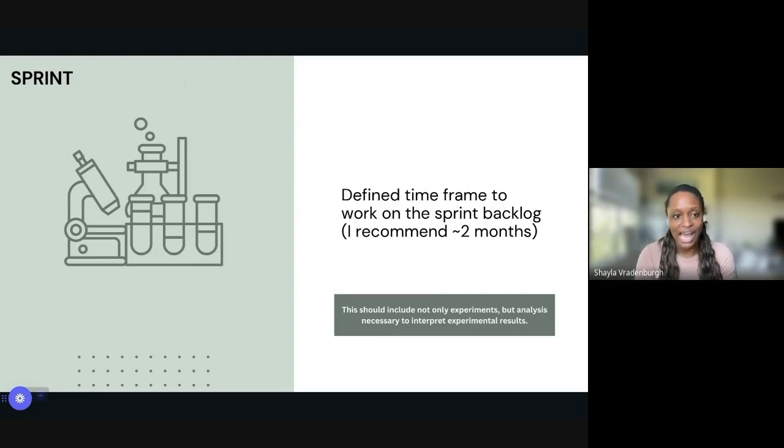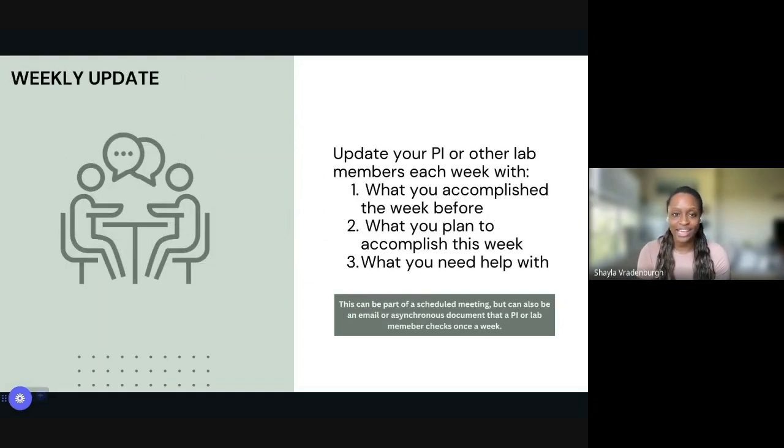Another thing to note is that during your sprint, you not only need to complete all of the experiment items on your sprint backlog, you also should be doing any sort of analysis or other kind of things you would need to actually interpret the results of those experiments. In some cases, that's not possible, but whenever it is, that's definitely the goal for what you're accomplishing during your sprint. Next, we have the weekly update.